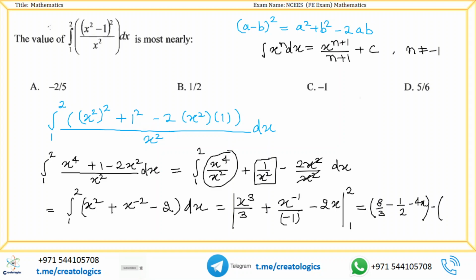Similarly, we need to substitute the lower limit also. So substitute the lower limit, which is 1. In place of x, put 1. We get 1 over 3 minus 1 minus 2, and just solve it using the calculator. It's not x, it's 4 only, sorry. So on simplification we get 5 by 6. So D option is the correct answer.